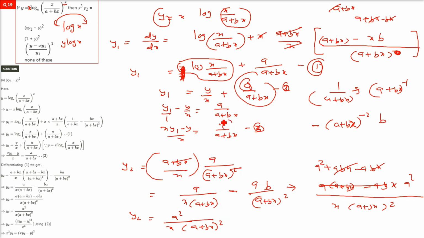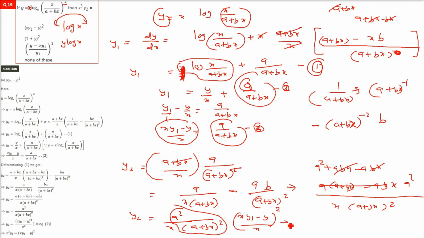Now if you remember, a by a plus bx whole square is x y1 minus y by x. I told you that this is going to reappear. We actually did certain things to make it appear. So a by a plus bx can be replaced by y1 minus y by x. Since it is square, we replace it by the square. So y1 minus y by x whole square, and you have x in the denominator, so you can write it as x y1 minus y whole square by x cube, because x square was already there and x was there. Now take x cube to the left hand side. So it is x cube into y2, which is what is asked in the question, and this is equal to x y1 minus y whole square.